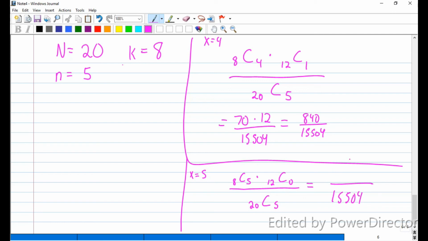All right, so 8C5 is 8 factorial divided by 3 factorial times 5 factorial. That's going to be 56. And then 12C0 is 1. So it's 56 over 15,504. Now we want to add those two together. Just add the numerators. That's going to be 896 over 15,504. So we have 1 minus 896 over 15,504.